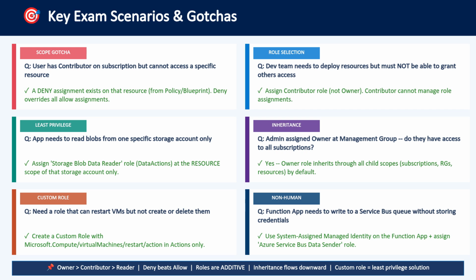1. Deny override. This is a classic trap. User has contributor on the subscription that should give full access to everything inside. But if a specific resource or resource group has a deny assignment from an Azure policy or blueprint, that deny wins. Always check for denies when troubleshooting. Why can't this user do X?